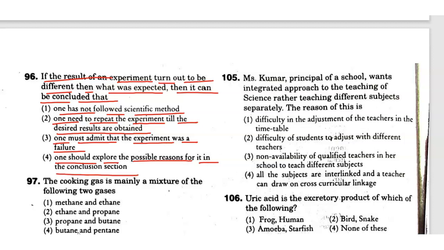For 96, the correct answer is option 4. One should explore the possible reason for it in the conclusion section. So a causal analysis needs to be done to ascertain the exact reason for the different result.